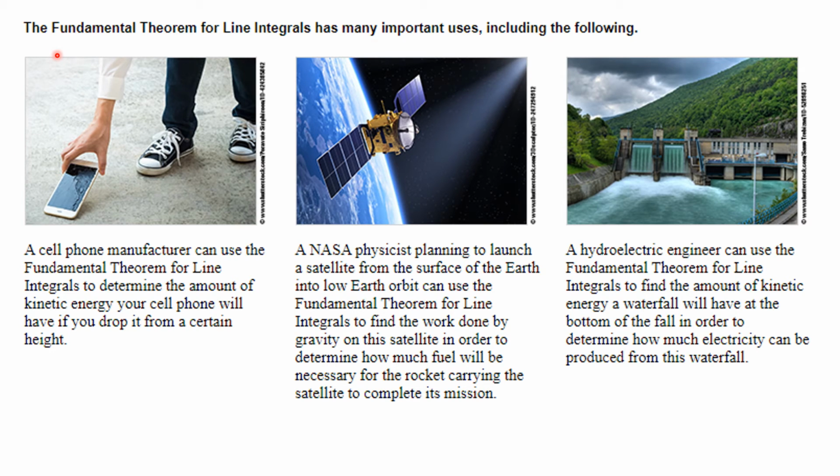The gravitational potential energy becomes kinetic energy, 1/2 mv squared, as it strikes. Similarly, a NASA physicist planning to launch a satellite from the surface of the Earth into low Earth orbit can use this to find the work done by gravity on the satellite in order to determine how much fuel will be necessary for the rocket carrying the satellite to complete its mission. Having enough fuel is an important thing, especially if there are people involved in this.